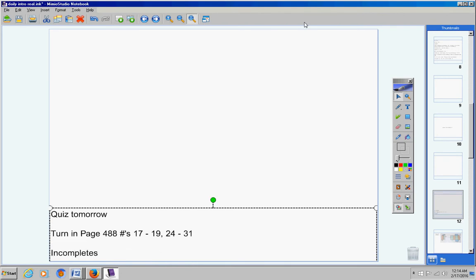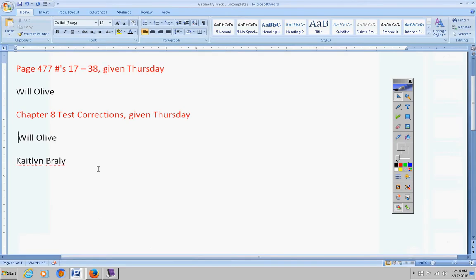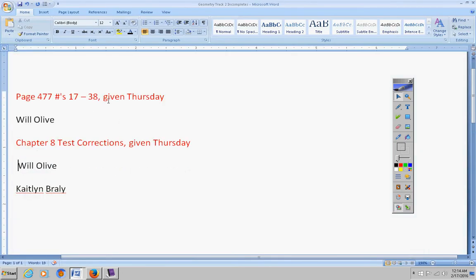Make sure your name is on it. Incomplete. Here we go. Let's see what we have here. This was given on Thursday. Well, I did not get that from you. I know I'm supposed to give you a little extra time, but Will, you had Friday, Saturday, Sunday, and Monday. So this must be turned in Friday, or it will become a permanent zero.